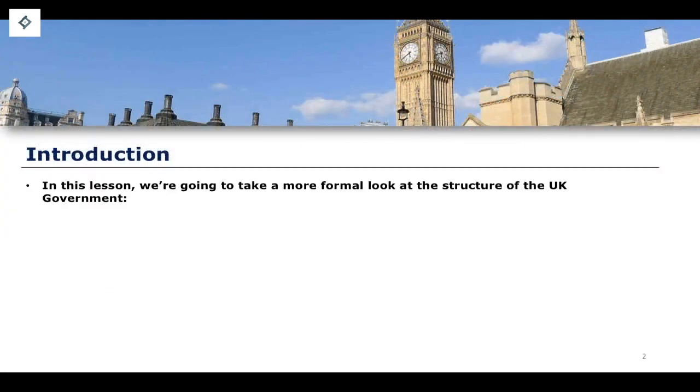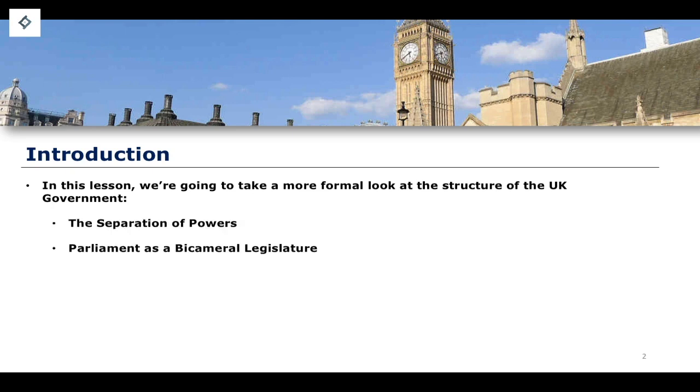So we're going to take a formal look at the structure of the UK government. We're going to talk about the concept of the separation of powers. We're going to examine Parliament as a bicameral legislature and the principle of bicameralism within the parliamentary process. We will talk about the role of the Crown and the royal prerogative in brief detail as well, before we talk about the executive, the government itself, the Prime Minister, the role of the executive and the cabinet, and then finally, we'll talk about the broader executive, which is sometimes described as the civil service.